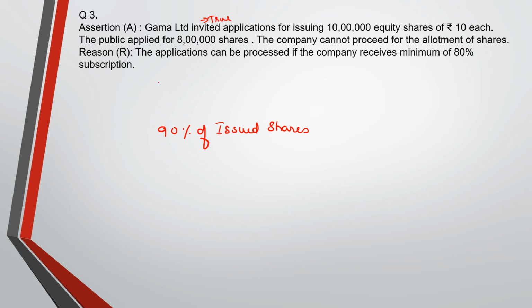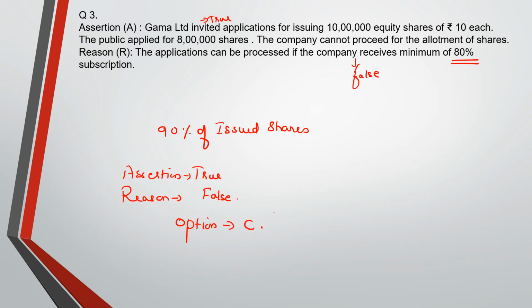The company cannot proceed. Reason: the applications can be processed if the company receives minimum 80%. No, it is false. It is 90%. And therefore, here the assertion is true, but the reason given is false. It should have been 90%. And therefore, the right answer here would be option C, where the assertion is true but the reason is false.